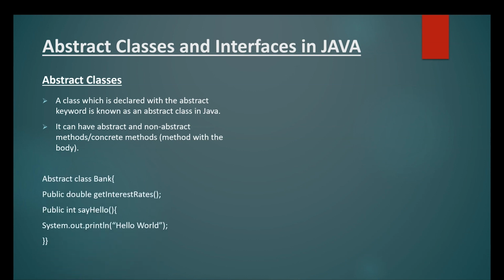Now, let us say there is an abstract class Bank. Okay, and there is an abstract method written there, getInterestRate. Okay, that is an abstract method. You can see the public double getInterestRate doesn't have any body.